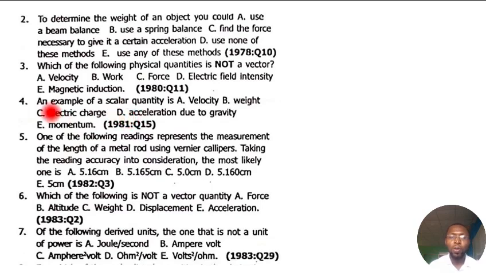All right. So we also have another one. Say an example of a scalar quantity is velocity. No, because we have said it's a vector quantity. Weight? No, weight is a vector quantity. Electric charge? Yes. We didn't mention electric charge, but now you have seen it. Add it to your archive that electric charge is a scalar quantity, while acceleration due to gravity is a vector quantity. So the others are vector quantities except electric charge. Even momentum is also a vector quantity. So please take note of all of these vectors.